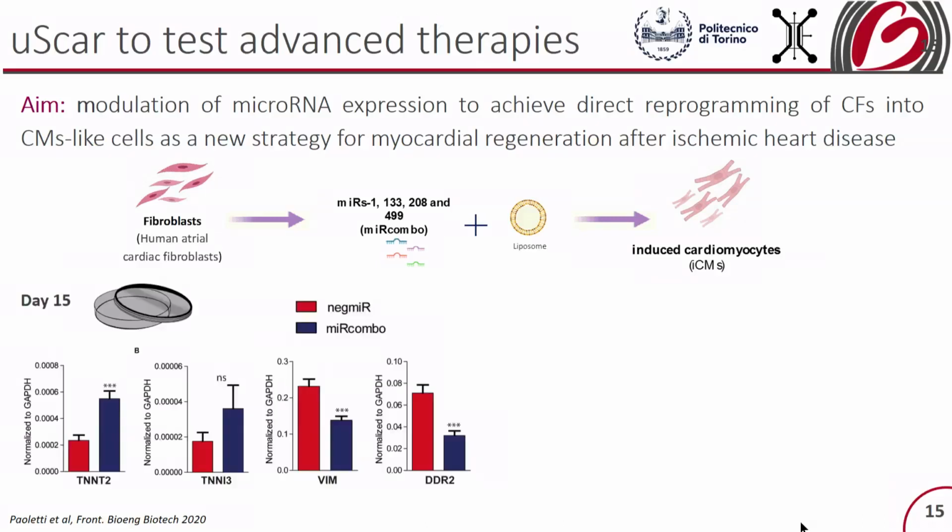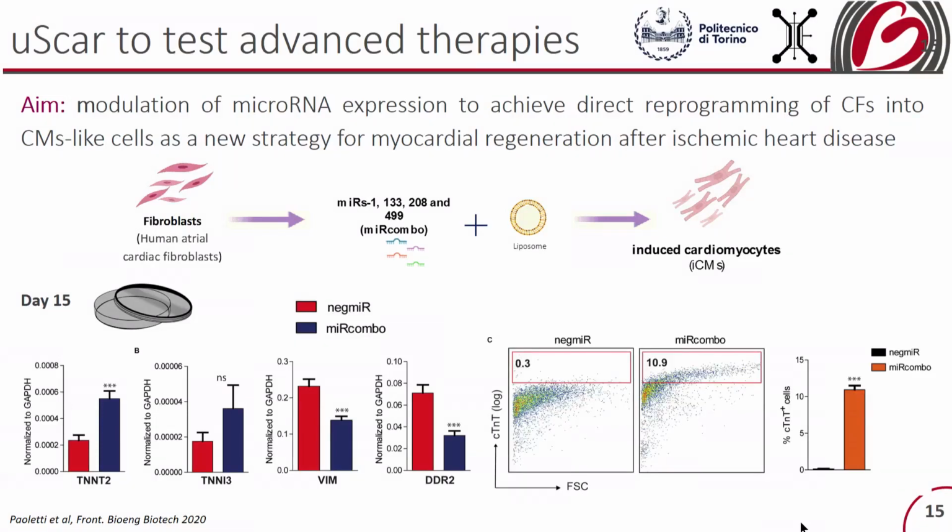disease. They did a lot of nice work, published in a simple 2D model, showing that when reprogramming cardiac fibroblasts with this MIR combo, the combination of microRNAs, they could observe an enhancement in cardiomyocyte-related genes such as troponin type T and troponin type I, and a statistically significant reduction of fibroblast markers, showing that they are actually able to reprogram cells. They also confirmed it by FACS analysis, showing that at least 10% of their population express cardiac troponin in the model after MIR combo administration.